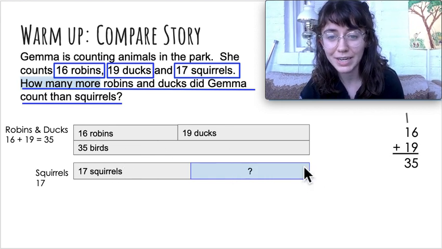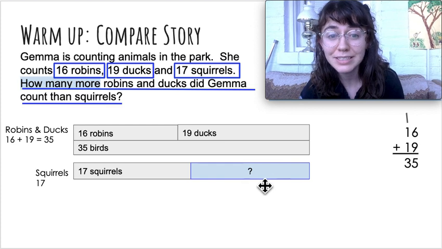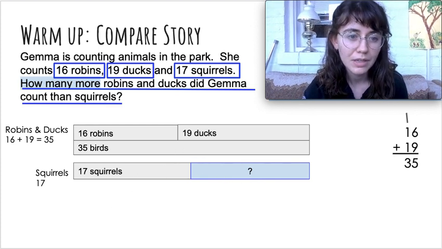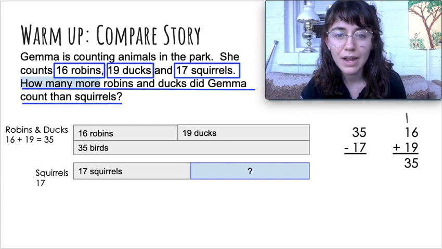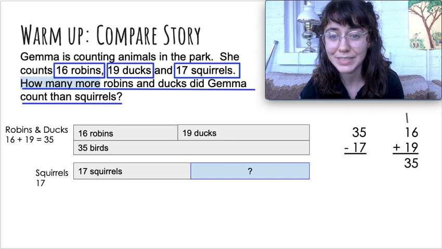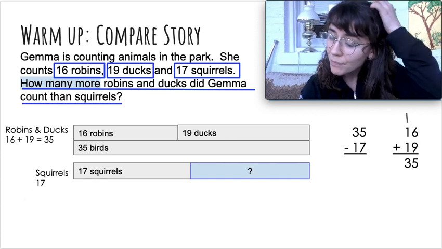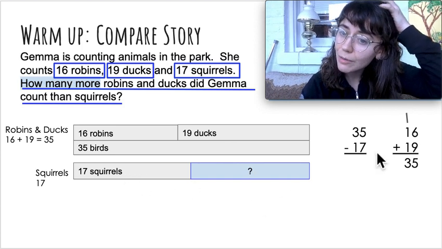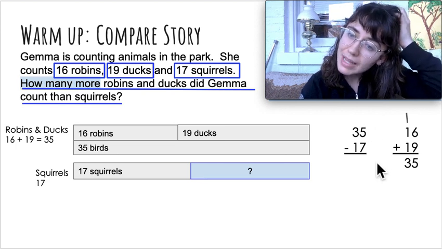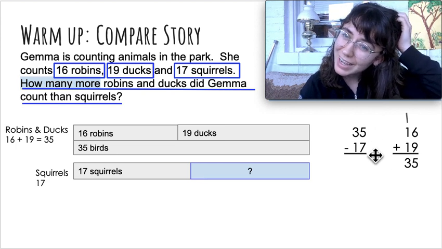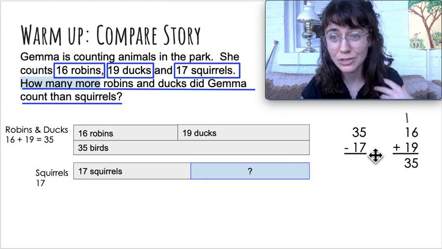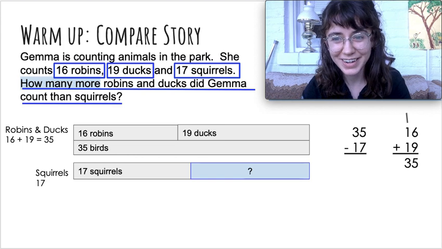And we're still trying to find out how many this part is, that is how many more robins and ducks than squirrels. So now that I've found that out, I can do my subtraction for comparison. So 35 minus 17 to find this missing amount. So let's just look here in our ones place. In our ones place, we've got 5 minus 7. I see a problem. There's more on the floor, so that means I need to do what? Go next door.